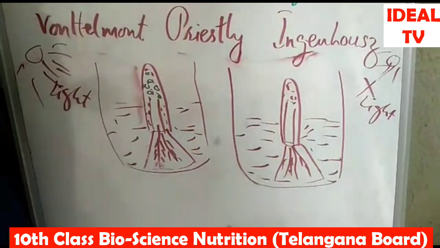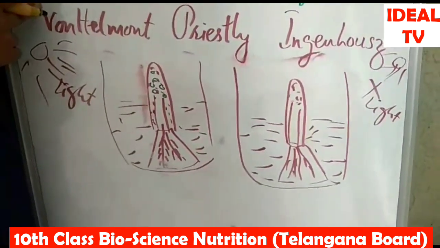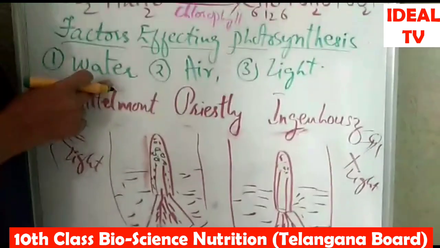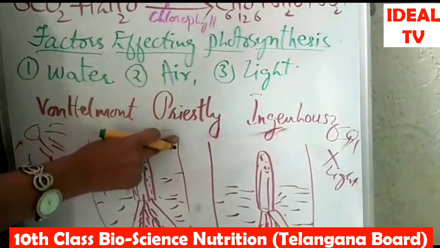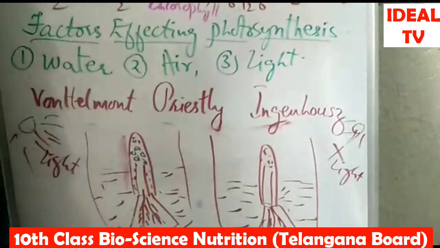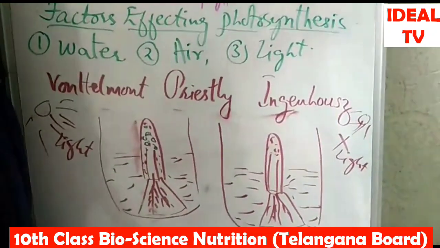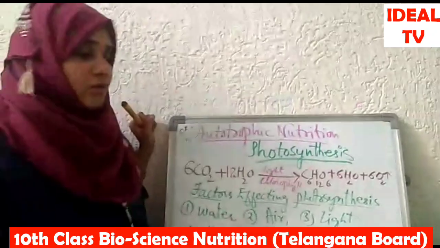So these are the three factors which affect the process of photosynthesis: water by van Helmont's experiment, air by Priestley's experiment, and light by Ingenhousz's experiment. These are the three basic factors which affect the process of photosynthesis.